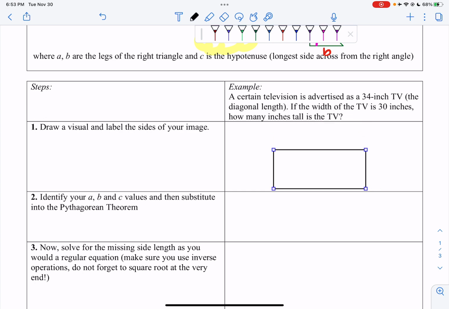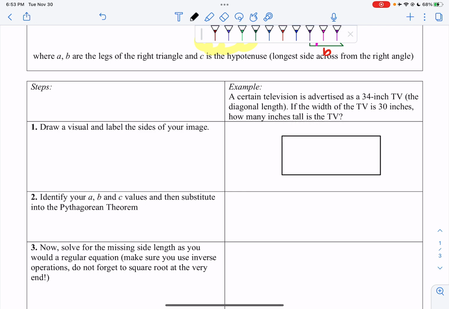So here's our TV, right? It's not the greatest. It's a 34-inch TV, and we know that's our diagonal length. So I'm going to draw in my diagonal, just like that, and I put my 34 right here. If you look, I have a right triangle because I have a right angle right here. So I know that if I were to look across, this is a C value.